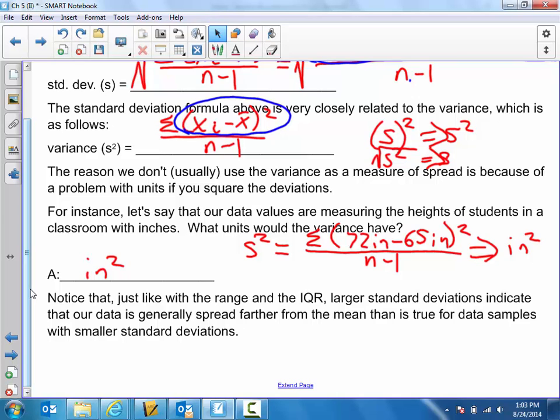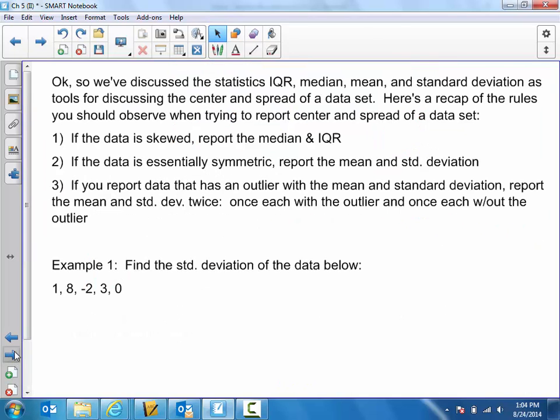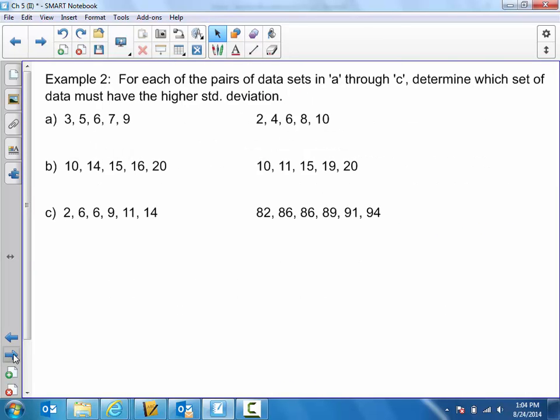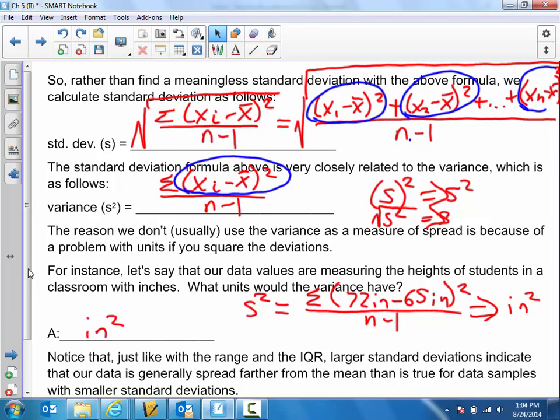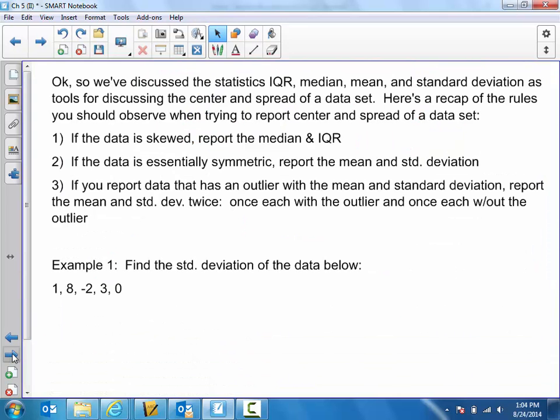Okay, bottom line here. Notice that just like with the range and the IQR, larger standard deviations indicate that our data is generally spread farther from the mean than is true for data samples with smaller standard deviations. Okay, so what does that mean? Well, at the end of these notes, we will make sense of that. If this last paragraph doesn't make sense just yet, just hold off with me.